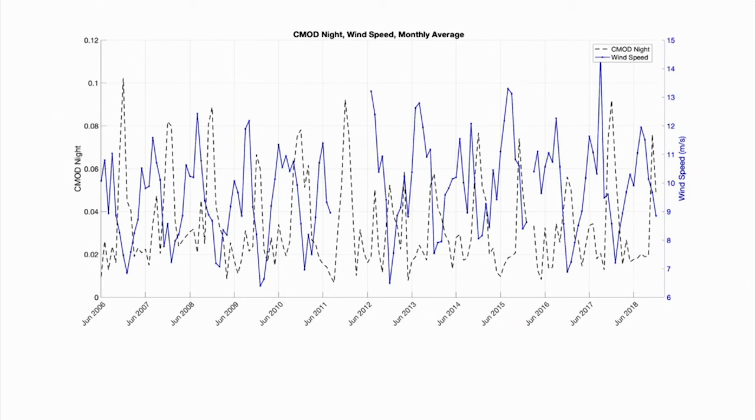After that, I also developed time series of my wind speed and my CMOD variable alongside each other, where black again indicates CMOD, and blue indicates wind speed. And what's interesting is that, again, this is a monthly average, and there's little correspondence between CMOD and wind. So because of this, the CMOD signal is likely more indicative of a biogenic aerosol signal than one of increased wind speed causing an increase in sea spray or sea salt aerosol in the lower atmosphere.